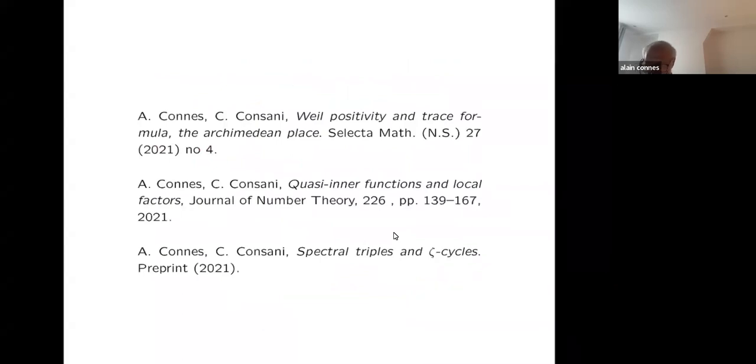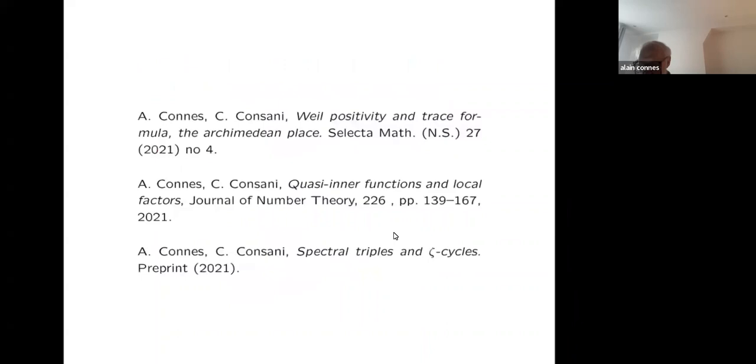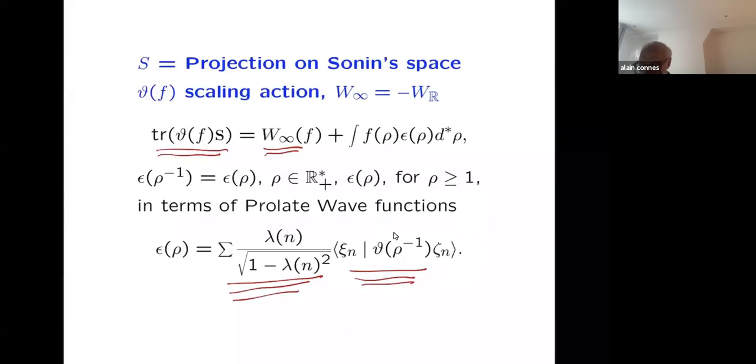I should add to what I just said that, of course, the natural follow-up of what we did with Katia would be to consider the Weil positivity when you consider the primes. And by the result of Weil, it would be enough, in fact, to prove the positivity for finitely many primes at a time, which is a very, very important thing because we do have the Hilbert space setup which is ready for that. And we also have written a paper with Katia, called Quasi-Inner Functions and Local Factors, in which we prove that for the Sonin space, all these properties of the 2 projections and so on continue to hold when you add finitely many primes.